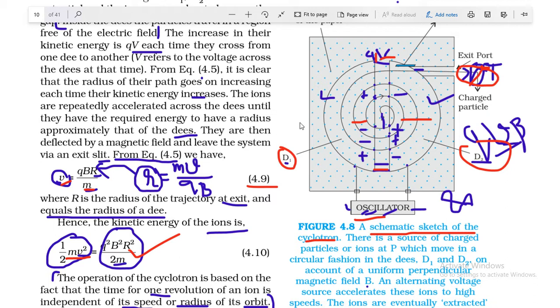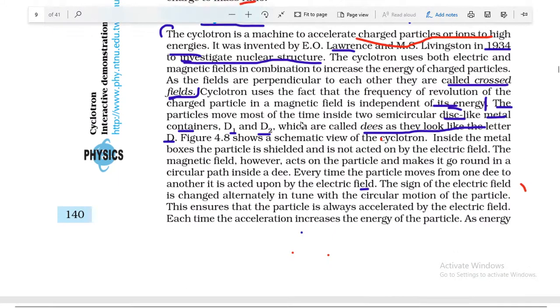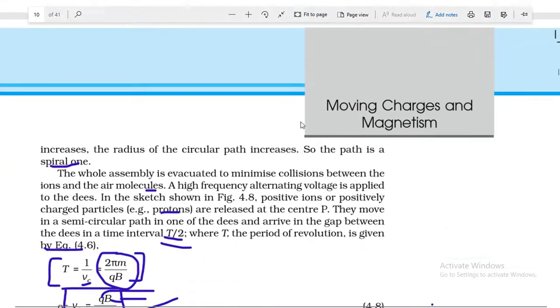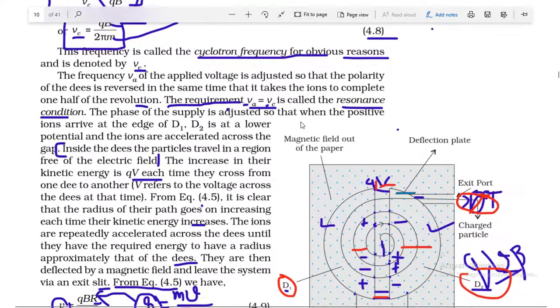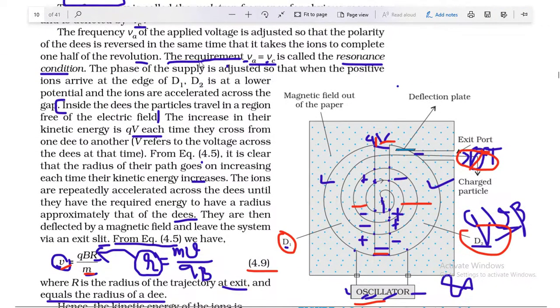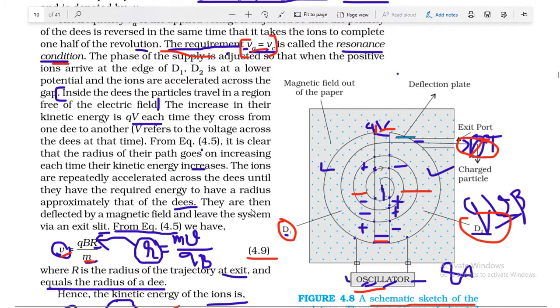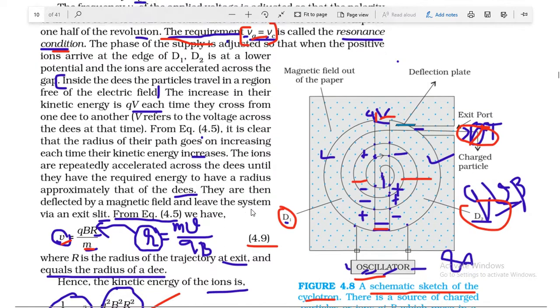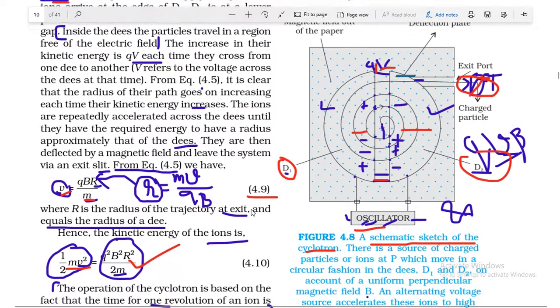Okay, there is another important point, that is known as the resonance condition. You can see here the resonance condition. If the frequency of the charged particle and the frequency of this variable electric field are equal, then this is known as the resonance condition of the cyclotron. Okay, so if there is a question, what is the meaning of resonance condition of cyclotron, you can give this answer.